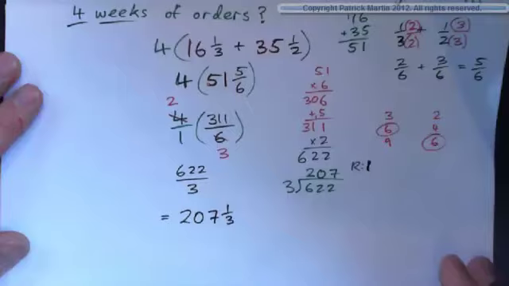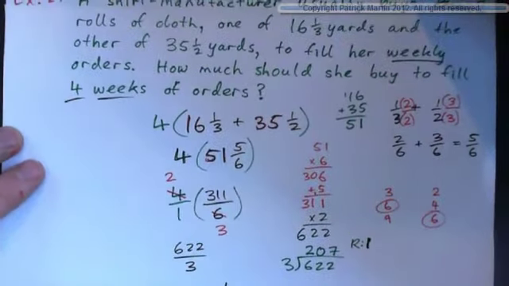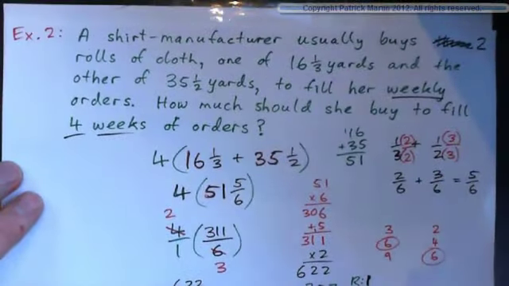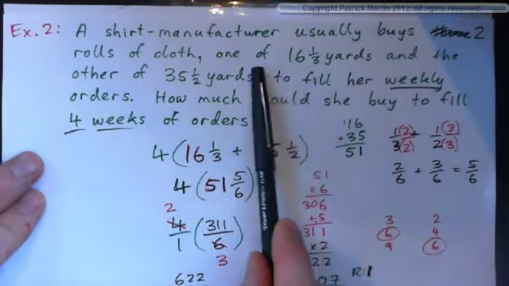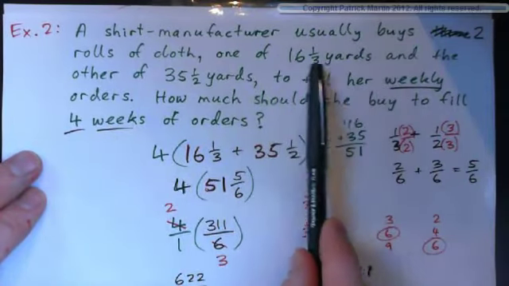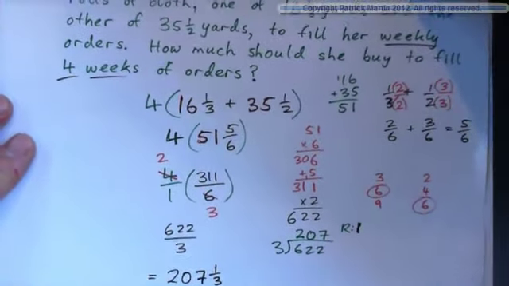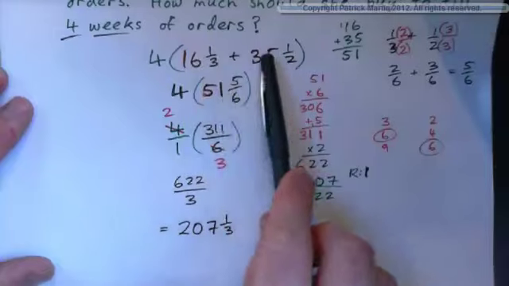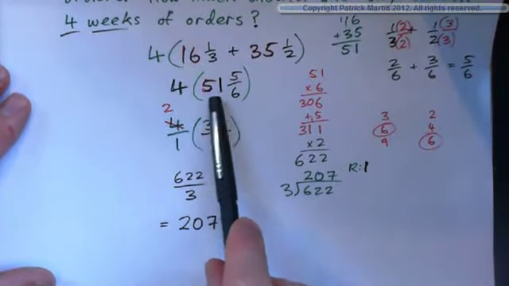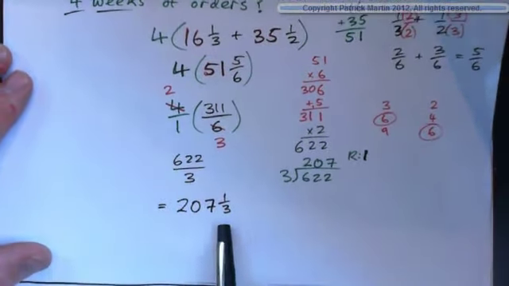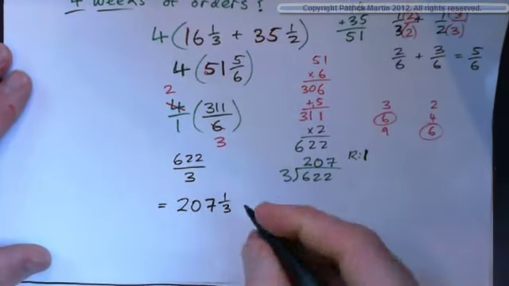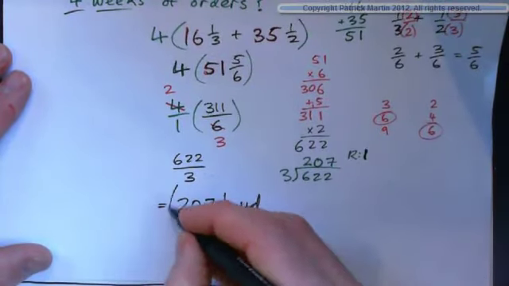And what is the units on that? A shirt manufacturer usually buys 2 rolls of cloth. One roll is 16 and a third yards, the other is 35.5 yards. And then we added those, then we multiplied it by 4 for the 4 weeks, and we got this. Now what's the units on that? It's got to be yards, right? YD for yards.